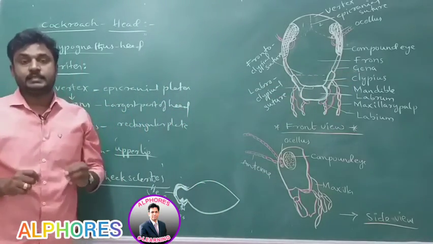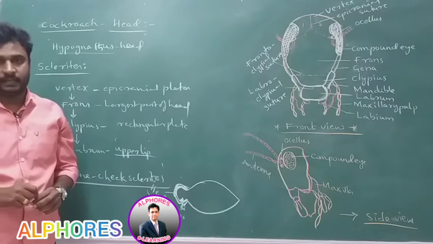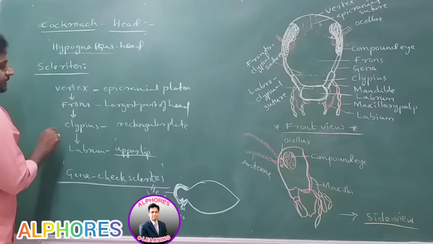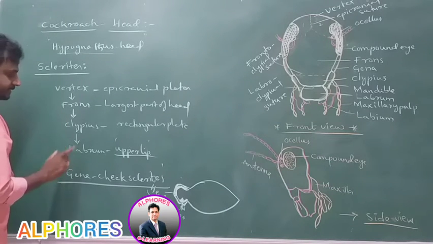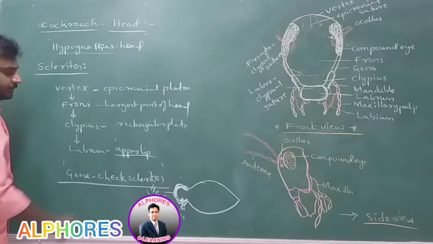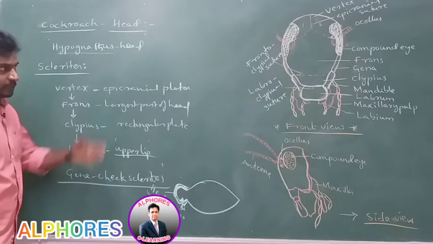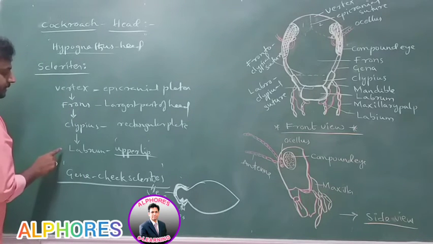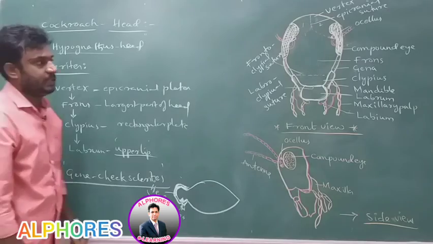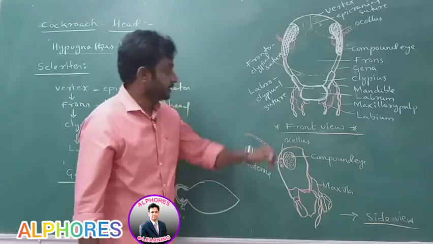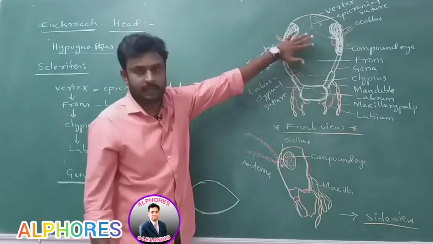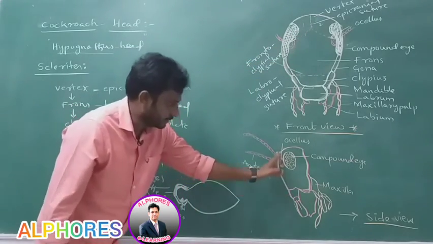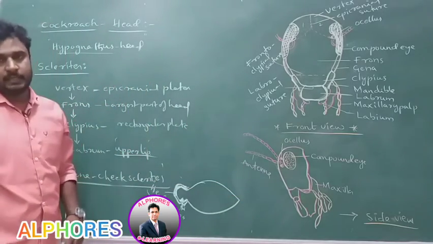These are the plates which cover the head. Top to bottom, what are the plates? Vertex, frons, clypeus, labrum, and on the lateral sides of the head below the compound eyes there are zena. The sequence is most important. So this is a front view of the head, and the front view consists of this type of sclerites.